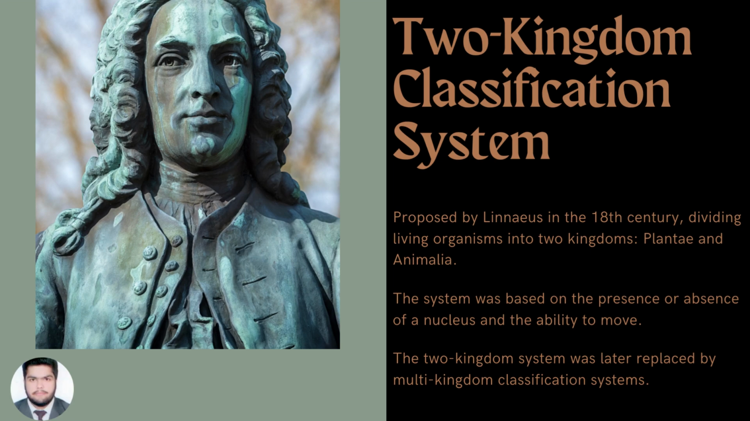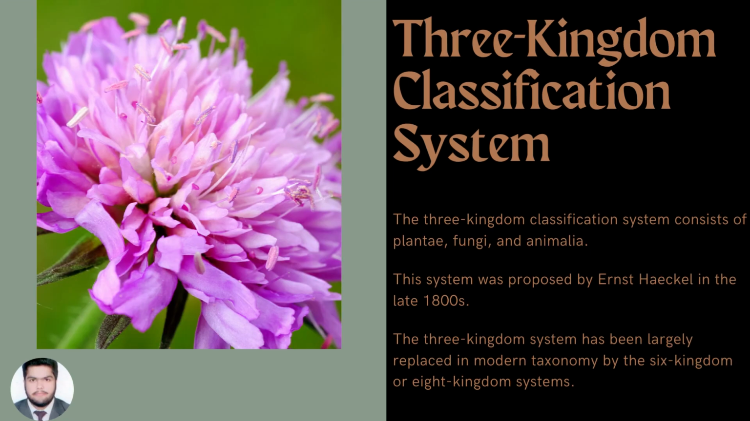The two kingdom system was later replaced by multi kingdom classification systems. Three kingdom classification system. The three kingdom classification system consists of Plantae, fungi, and Animalia. This system was proposed by Ernst Haeckel in the late 1800s. The three kingdom system has been largely replaced in modern taxonomy by the six kingdom or eight kingdom systems.